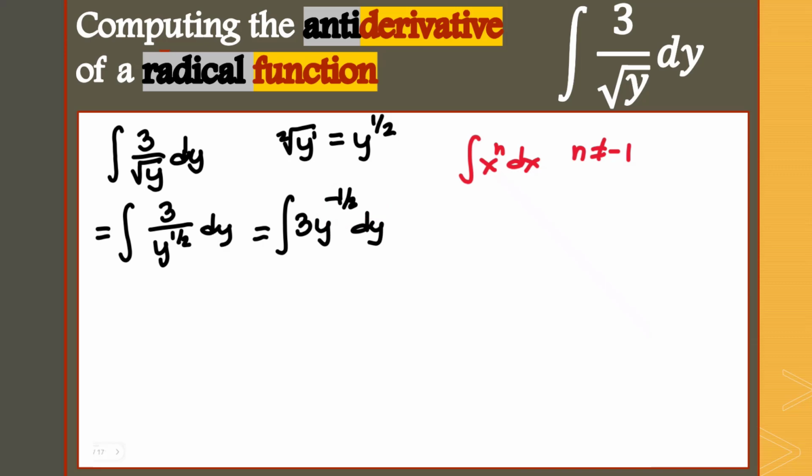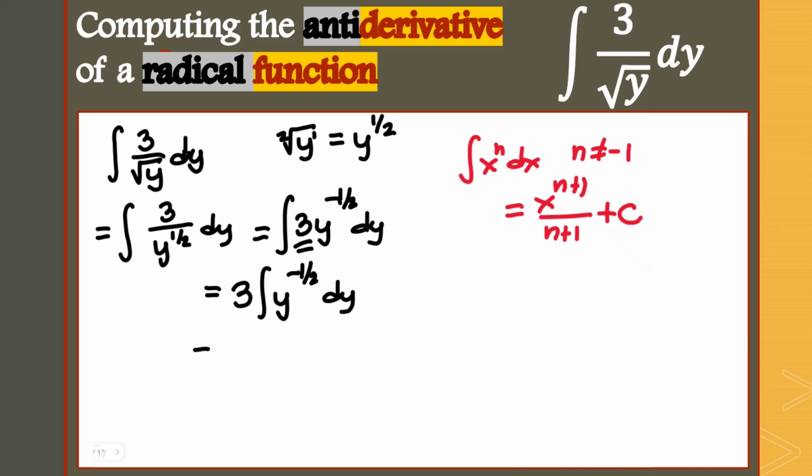Surely the power rule can be used, and this is equivalent to x to the power of n plus 1 over n plus 1, plus c. Okay, now to do that, let's use first the constant multiple rule, as we take out the 3: 3 times the integral of y to the power of negative 1/2 dy. Now the power rule is applicable. 3 times y to the power of negative 1/2 plus 1 over negative 1/2 plus 1, then you have plus c as needed.